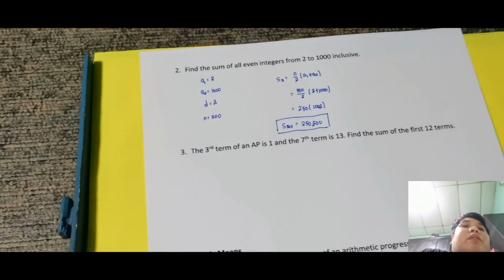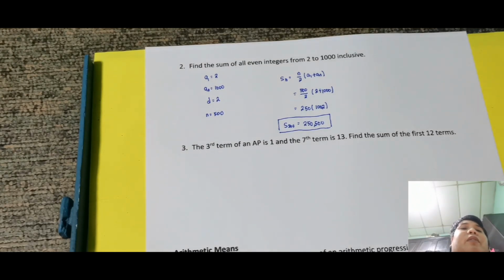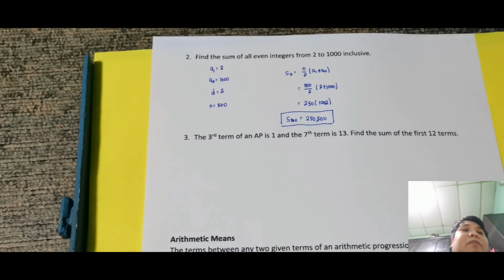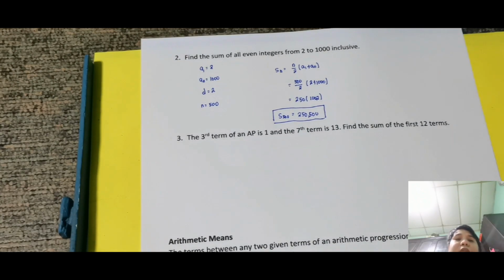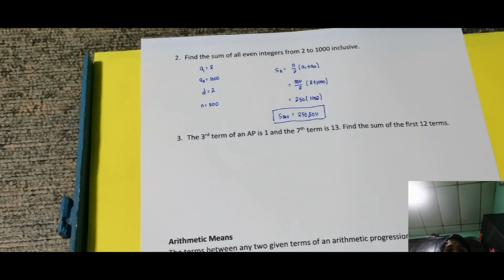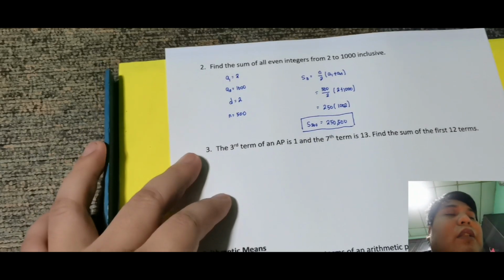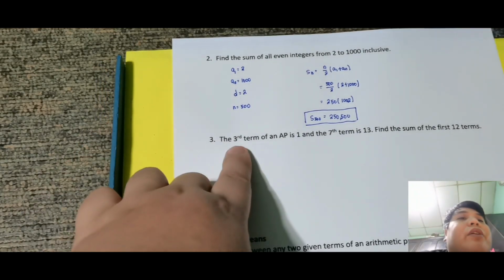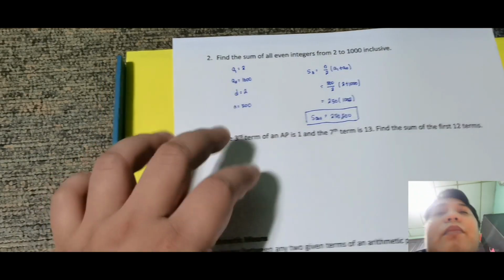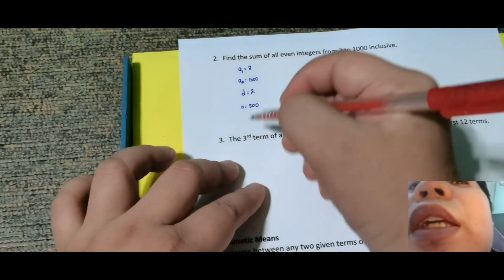Okay. So next, the third term of an AP or arithmetic progression is 1 and the seventh term is 13. Find the sum of the first 12 terms. So medyo kakaiba na, no? So ano ba yung given? Note na yung formula natin. Sabi the third term of AP is 1. So alam ko na yung A sub 3.